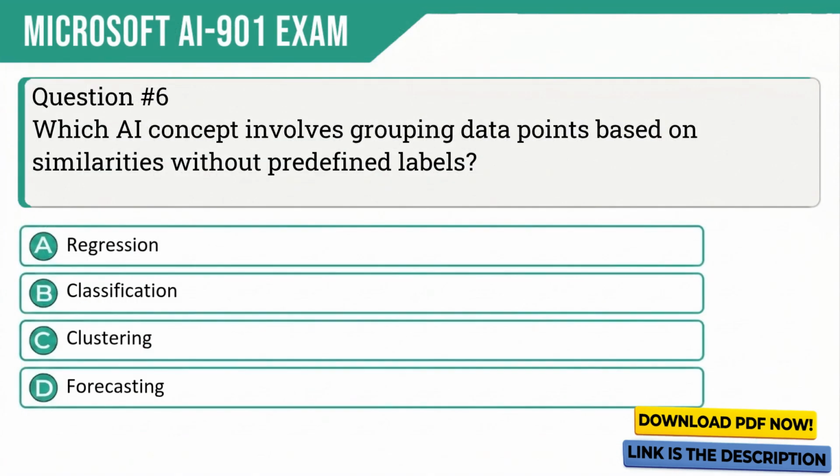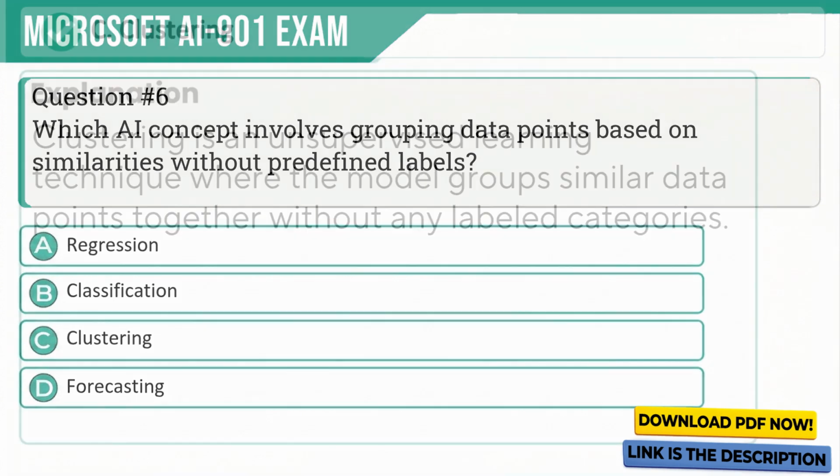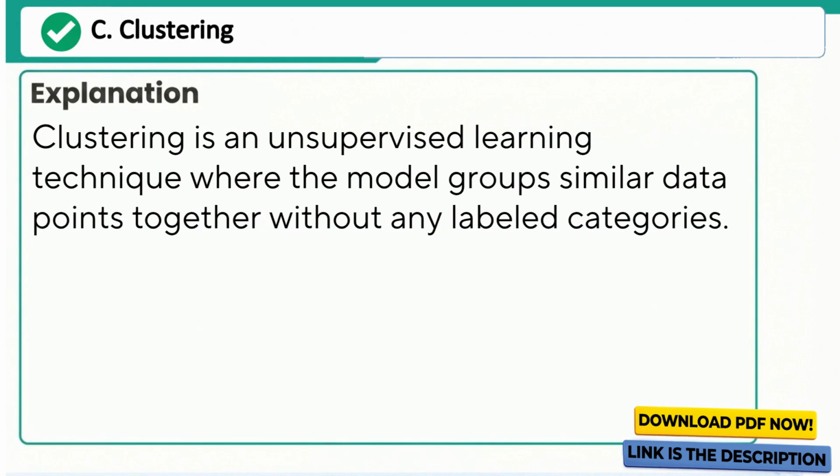Question number 6. Which AI concept involves grouping data points based on similarities without predefined labels? A. Regression. B. Classification. C. Clustering. D. Forecasting. Correct answer, C. Clustering. Explanation. Clustering is an unsupervised learning technique where the model groups similar data points together without any labeled categories.